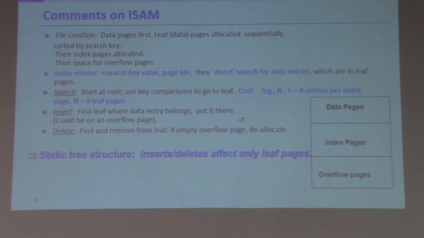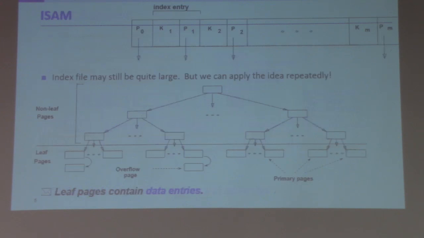But the downside is you destroy that locality, right? So by locality, what I mean is, suppose you are doing a range search. What that translates to is a sequential scan of leaf level pages.